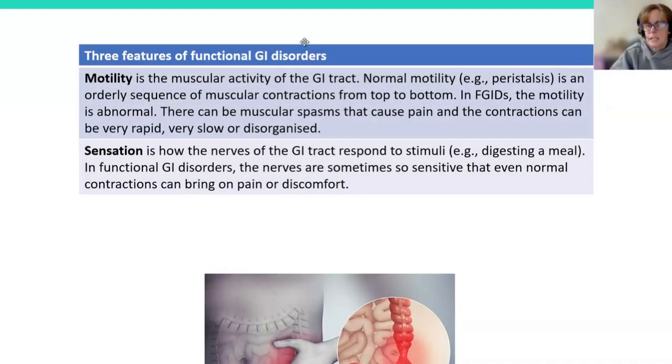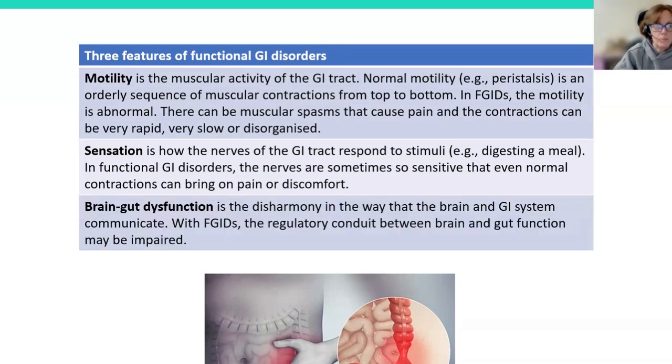Neural pain is quite intense, and also obviously any sort of contractions of muscle can bring on pain then in the nerves if there's a nervous problem. There can also be brain gut dysfunction, which is when there's just a miscommunication really between the brain and the gastrointestinal system. That could be for a number of reasons, like brain issues even. Irritable bowel syndrome is an example of this.